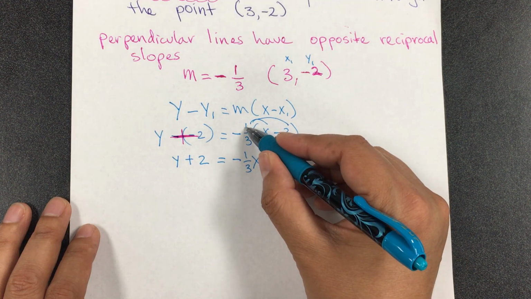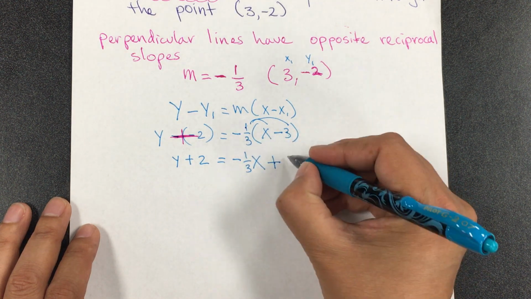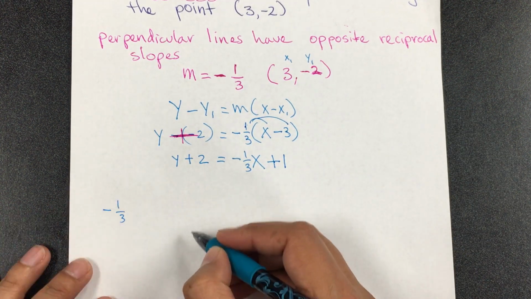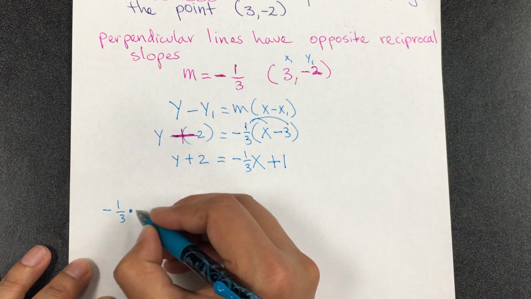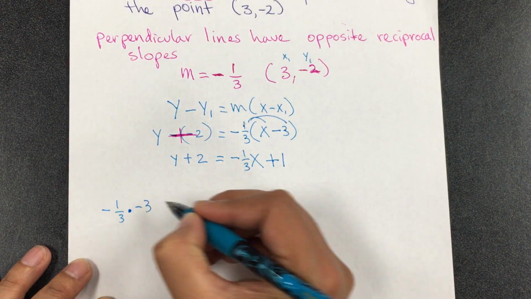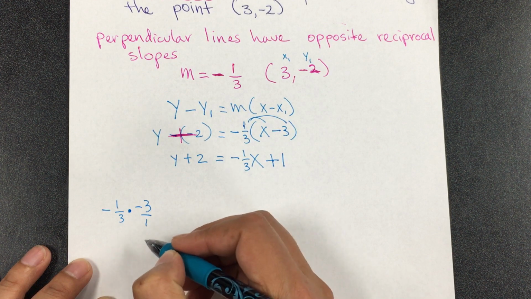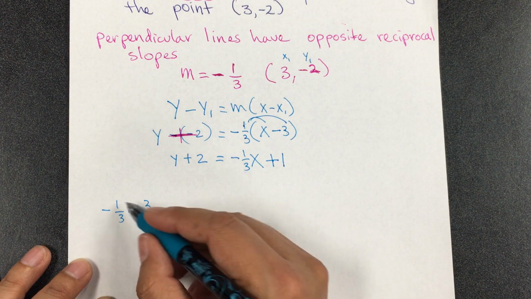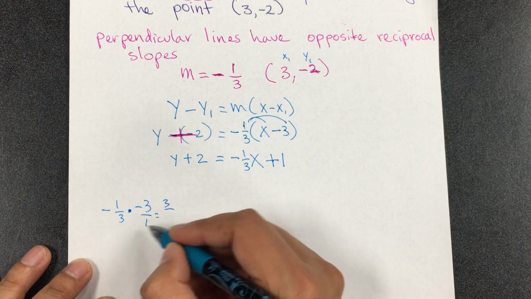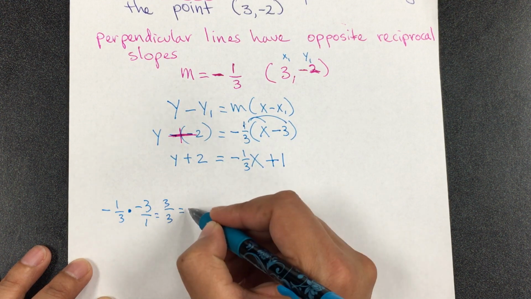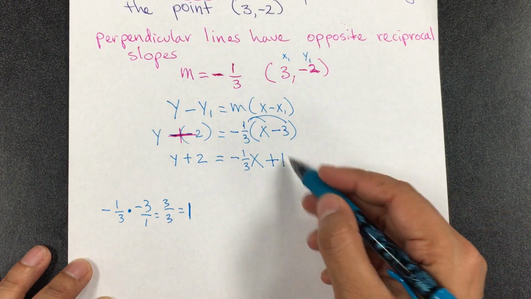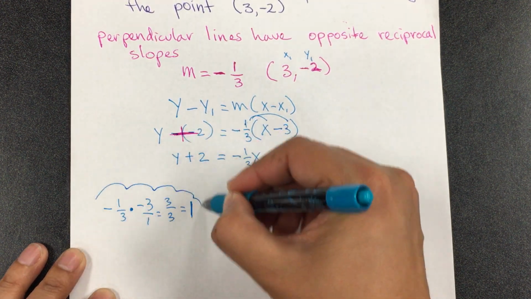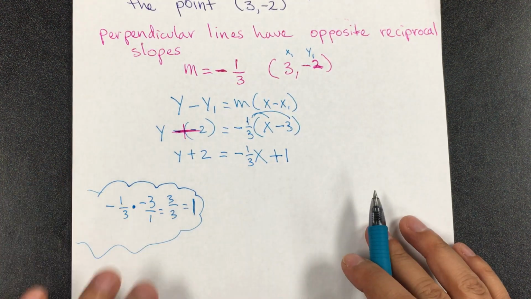So again, negative times negative, positive. 3 times 1, 3. 3 divided by 3, 1. Or if you want to do it the other way, it's -1/3 times -3. You put it over 1, and then you multiply straight across. Negative times negative is positive. 1 times 3 is 3. 3 times 1 is 3. And 3 divided by 3 gives me 1. Okay, that's where it came from.